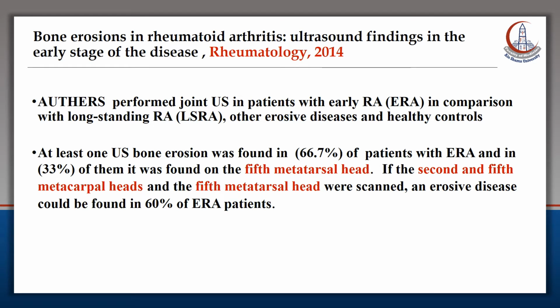Moreover, if the second and fifth metacarpal heads and the fifth metatarsal head were scanned, an erosive disease could be found in 60% of early rheumatoid arthritis patients. This means that in early rheumatoid arthritis, if we are searching for bone erosion to detect erosive arthritis, the specific sites will be the second and fifth metacarpal heads and the fifth metatarsal head.